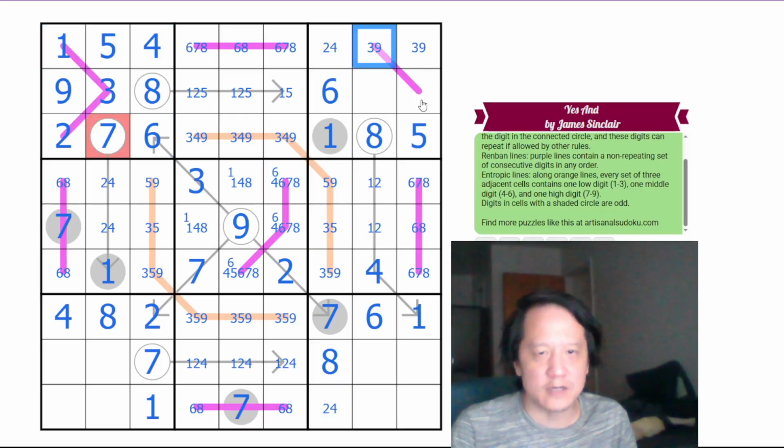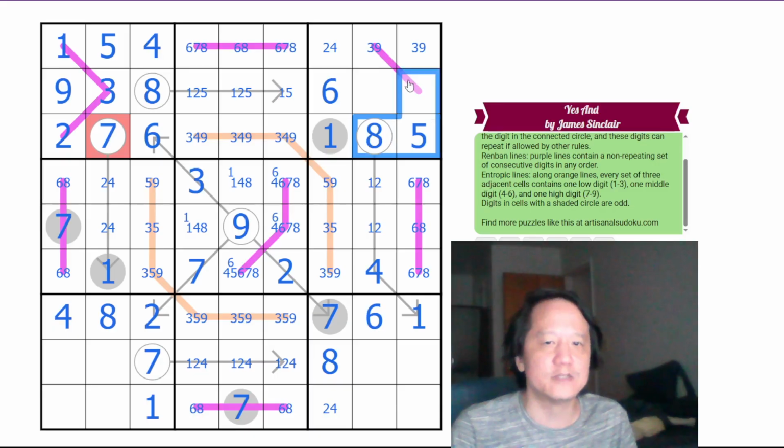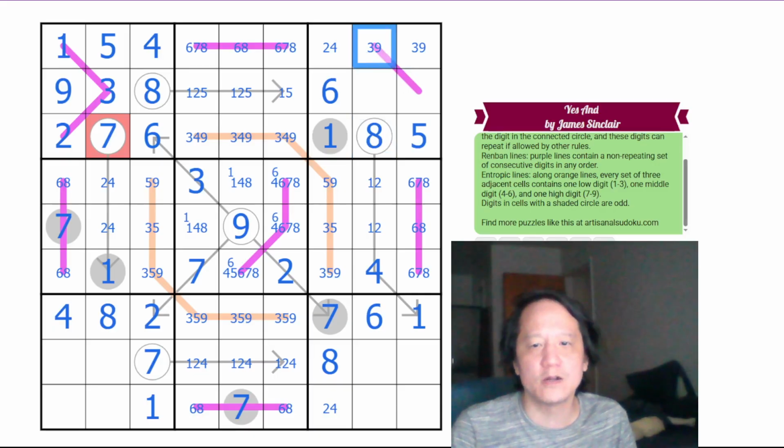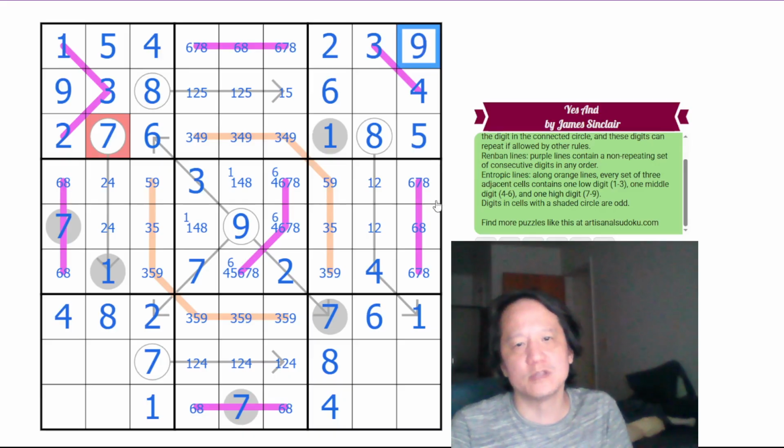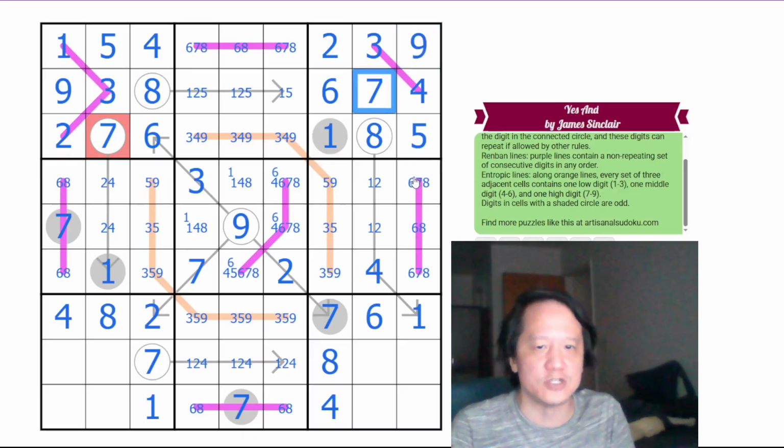9 is only consecutive with 8, but we already have an 8 in this box, so this can't be 9 there. It's 3. 4 eliminates 4 there, so it's 2, which makes this 4. 3 is consecutive with 2 or 4, but this can't be 2 because of 2 in the box, so it's 4. 3 eliminates 3 there, so it's 9. That leaves this digit as a 7.